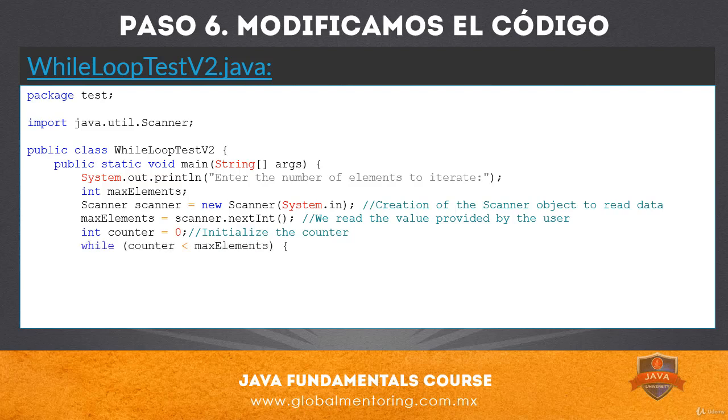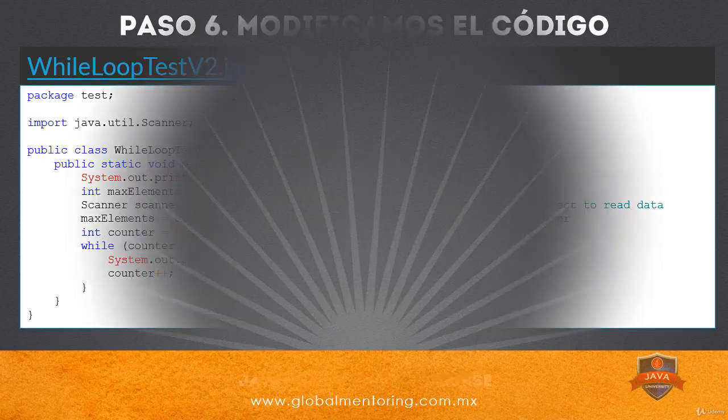And we use the while loop. In this case, the loop will be executed as many times as the counter is less than maxElements. And we print the counter, and we will increase the counter. We end the loop, end the main method, and end the class. So the difference in this case is that we are asking the user to provide how many elements he wants to print.